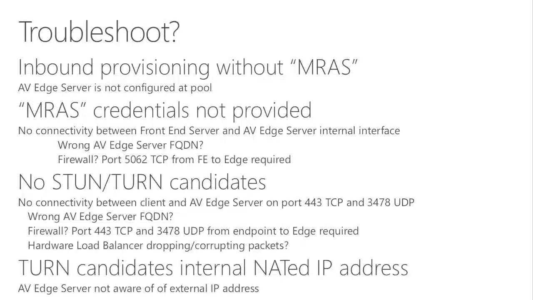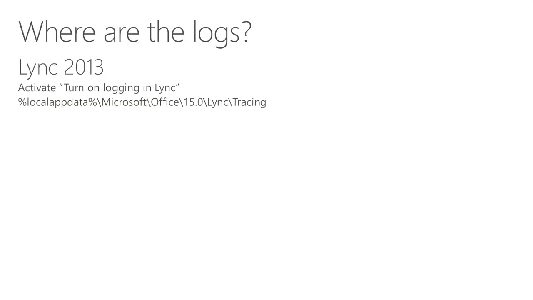Sometimes you might also see that the TURN candidates show a wrong IP address, and this is the case if you have configured the NAT wrong. So in Topology Builder, when you say this server is using NAT, you need to provide an IP address. If this IP address is wrong, then you will see these kinds of problems.